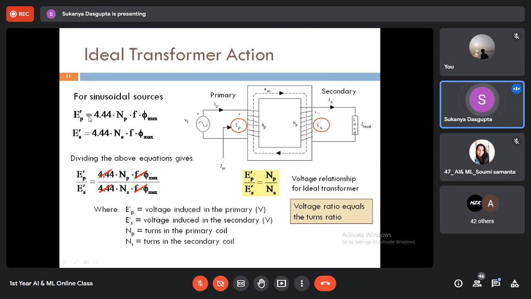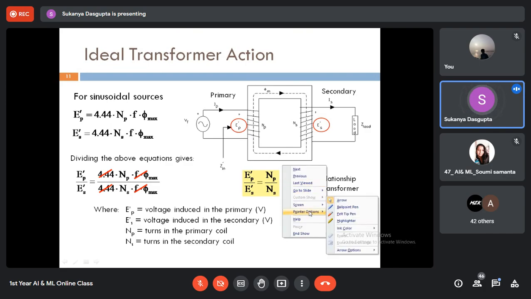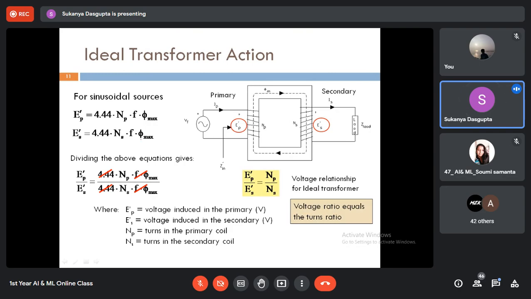this is the EMF equation at the primary side and secondary side respectively, 4.44 Np f phi max. How to obtain this equation? How to obtain it? This is based on Lenz's law and Faraday's law. Let me write the basic equation.